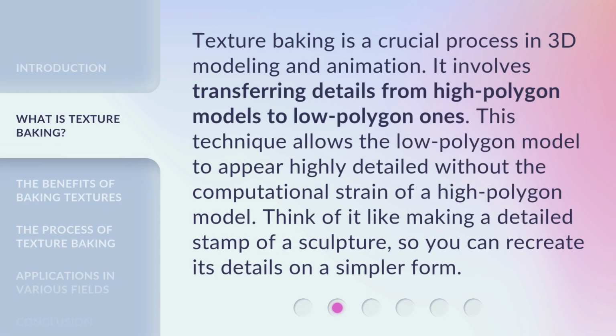Texture baking is a crucial process in 3D modeling and animation. It involves transferring details from high-polygon models to low-polygon ones. This technique allows the low-polygon model to appear highly detailed without the computational strain of a high-polygon model. Think of it like making a detailed stamp of a sculpture, so you can recreate its details on a simpler form.